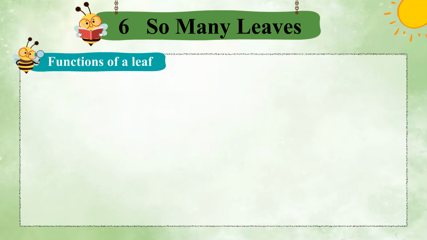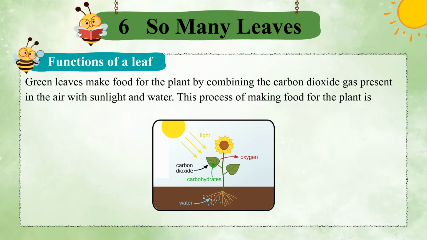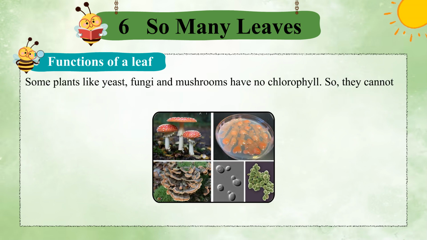Functions of a leaf. Green leaves make food for the plant by combining the carbon dioxide gas present in the air with sunlight and water. This process of making food for the plant is known as photosynthesis. Some plants like yeast, fungi and mushrooms have no chlorophyll, so they cannot make their own food.